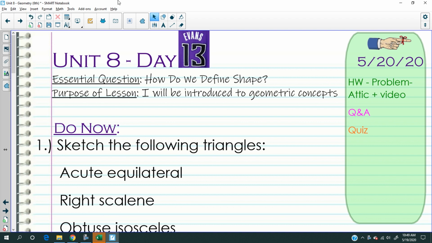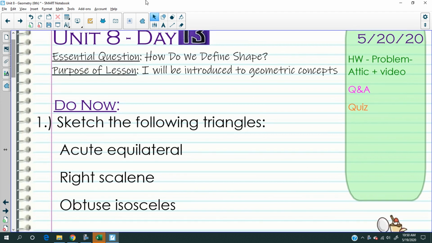Okay, all right. So there's the bell. Go ahead and do the do now. So press pause. It's gonna take you 5 minutes or so, because it's a long do now. So go ahead and do the do now, and then we'll get started.